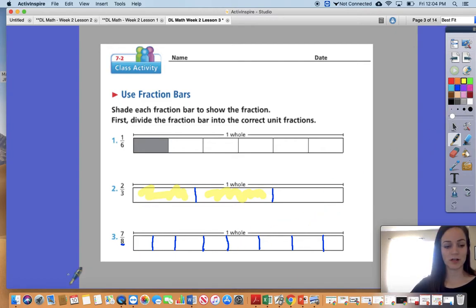Now I need to look at the numerator. My numerator tells me that it wants 7 out of the 8 pieces shaded. Remember that numerator tells us how many pieces are shaded or separated. So here's 1, 2, 3, 4, 5, 6, 7. So this is 7/8, okay? Notice it's almost a whole, right? Because a whole would be 8 out of 8 pieces. If I shaded one more, I'd have 8 out of 8 pieces, which is one whole. So 7/8 is really close to being the whole. All right, let's go to our next part.